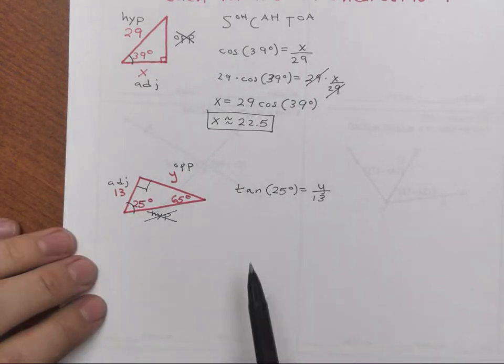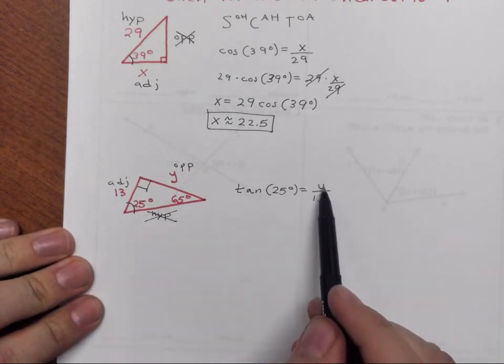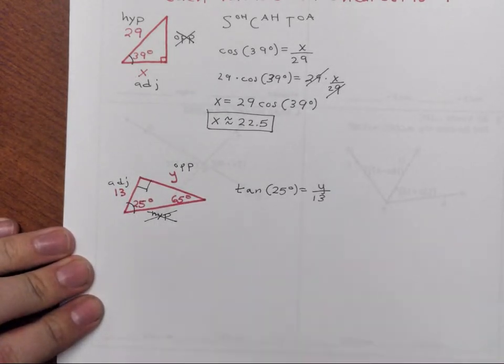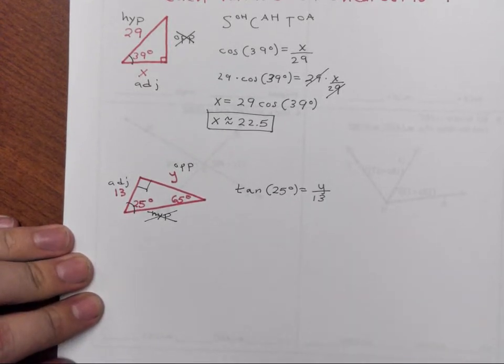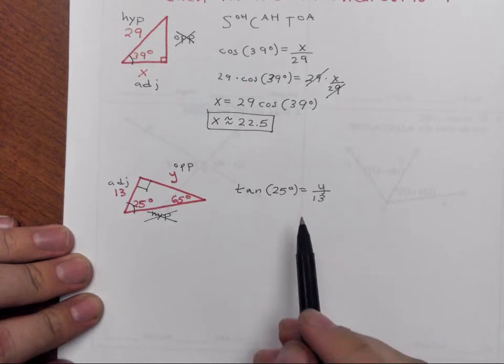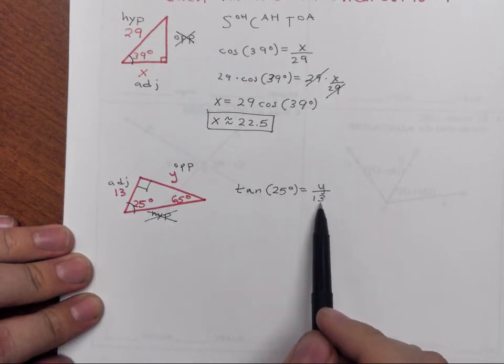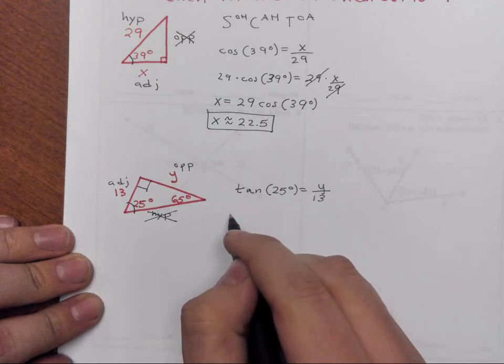All right. Tangent, again, is opposite over adjacent. That's why it's y over 13 as opposed to 13 over y. Please, please, please be very careful when you're setting these up. Now, in order to solve this, the only difference really between this and the last problem, aside from the numbers themselves, is that now it's tangent. Still, I want to solve for y. It's over 13, so I'm going to multiply both sides by 13.